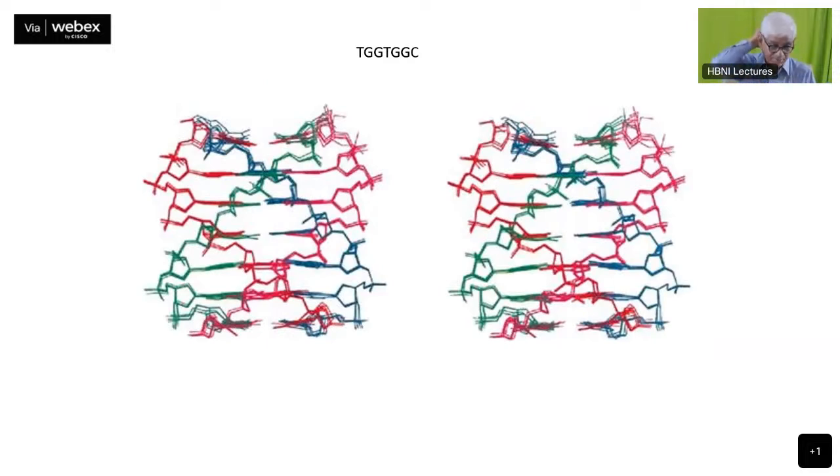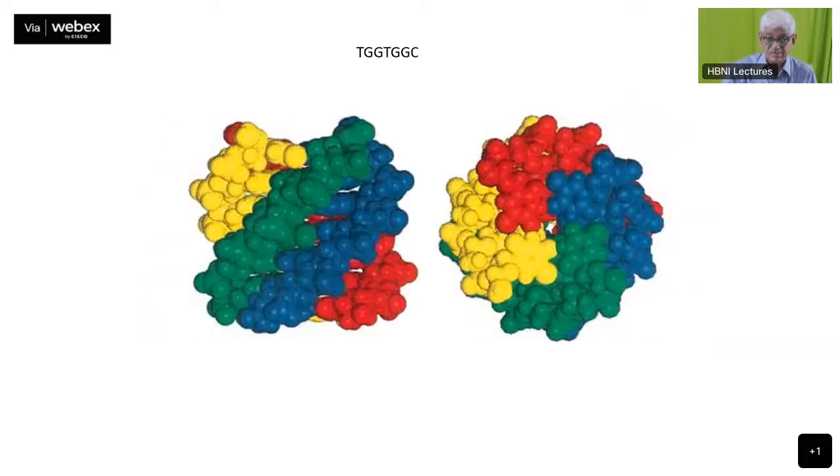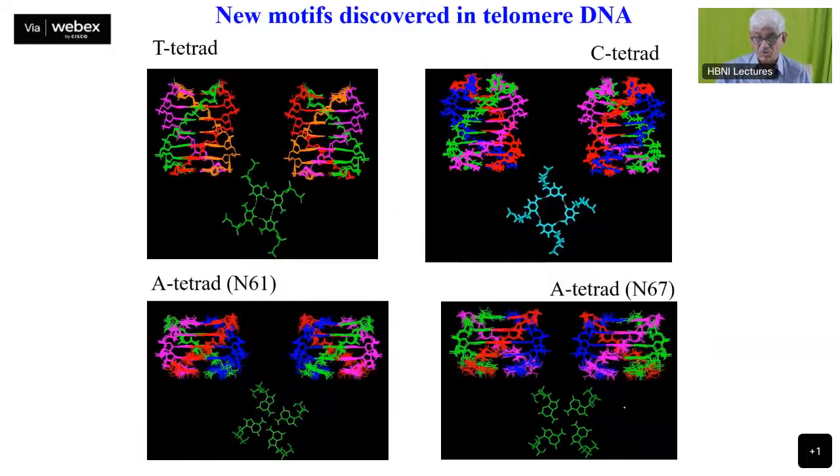So this is the three-dimensional structure of this kind of quadruplex with a T tetrad. This is the same with the space filling model.